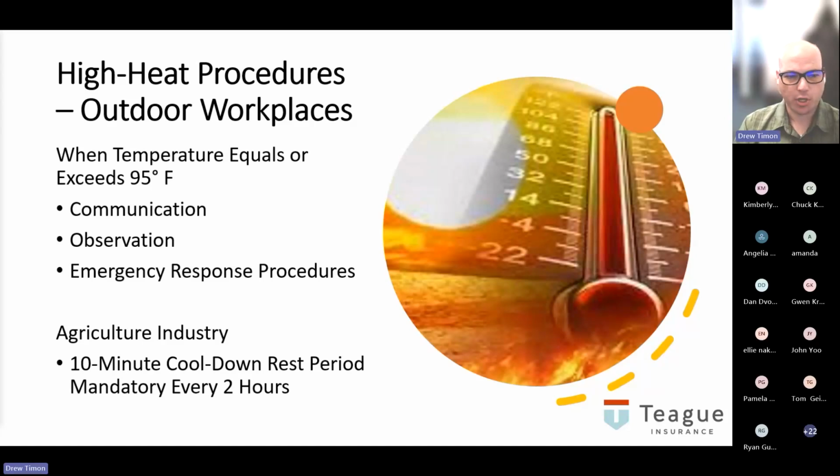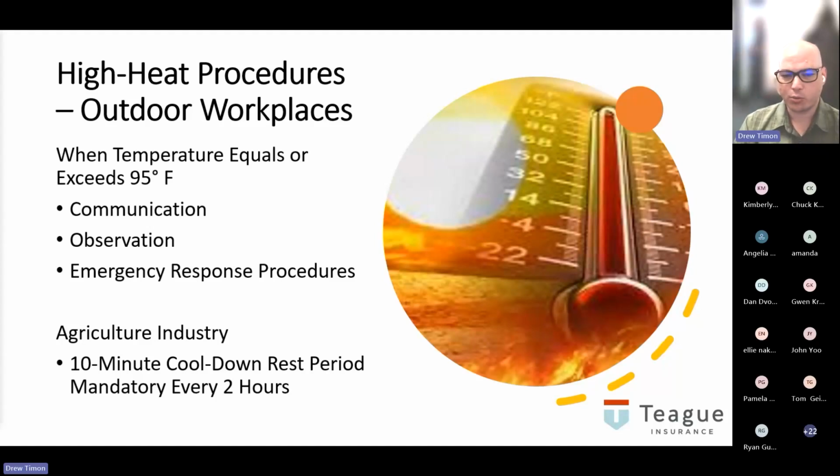And also conduct proper observation of the employees while they're working in high heat situations. You want to make sure that you're reminding employees to drink water. You have to designate one supervisor for 20 or fewer employees. When we get to these temperatures, pre-shift meetings also become mandatory. You should have a buddy system put in place so that way crews are looking out for each other while they're out there.